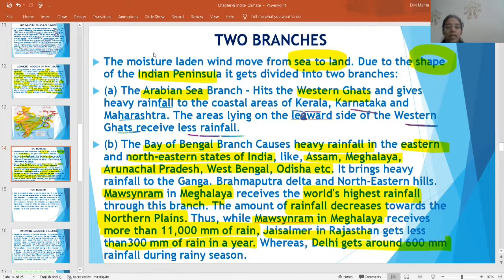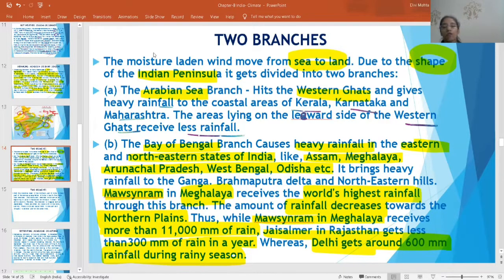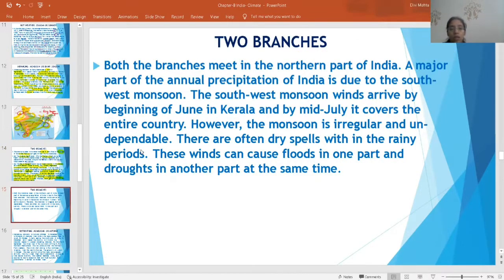And Delhi, you know, Delhi gets around 600 millimeters of rainfall during the rainy season. Mostly in Meghalaya, 11,000 millimeters of rainfall. In Rajasthan, less than 300 millimeters. And in Delhi, around 600 millimeters. If I talk about both the branches, they meet in the northern part of India. A major part of the annual precipitation of India is due to the southwest monsoon. This I told you in the beginning only.